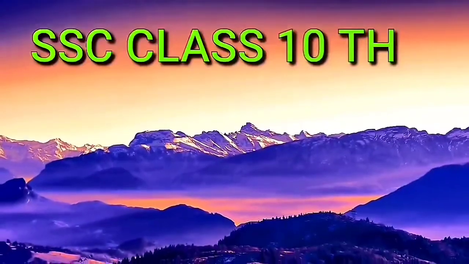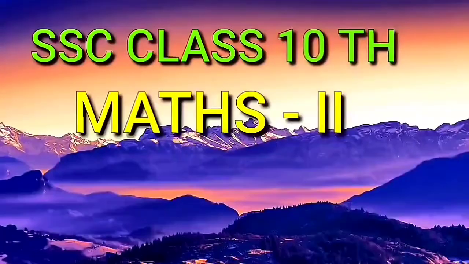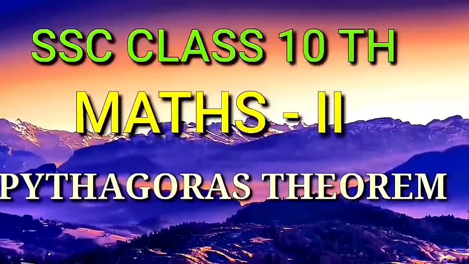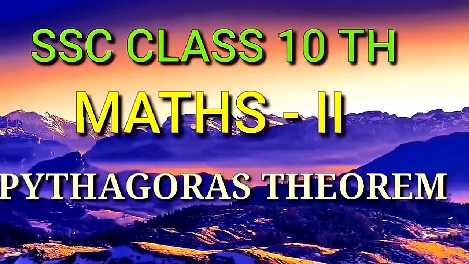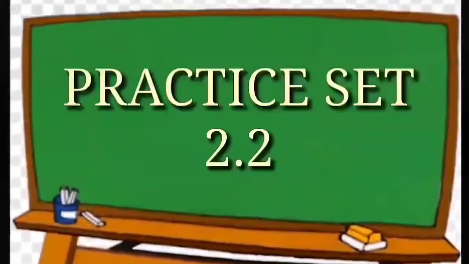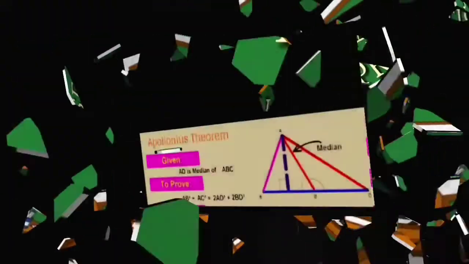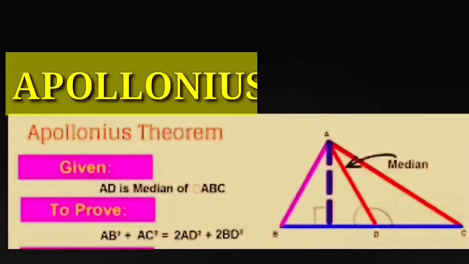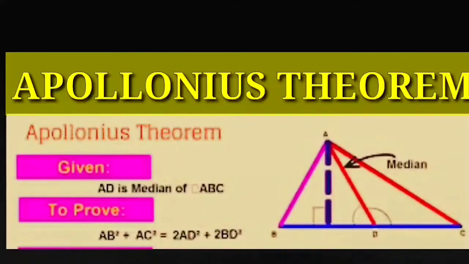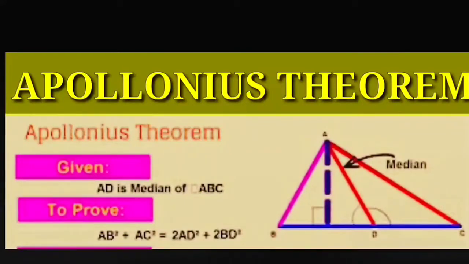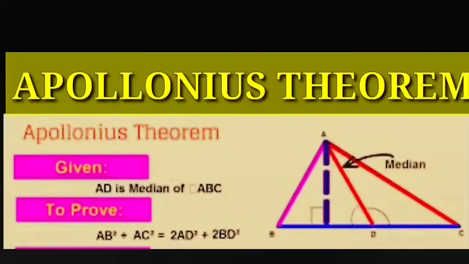Today we are going to study class 10th Maths Part 2, second chapter Pythagoras Theorem. From that chapter we are going to study practice set 2.2. This practice set is based on the Apollonius theorem. So what is that Apollonius theorem? In triangle ABC, if AD is the median, then AB square plus AC square is equal to 2AD square plus 2BD square.